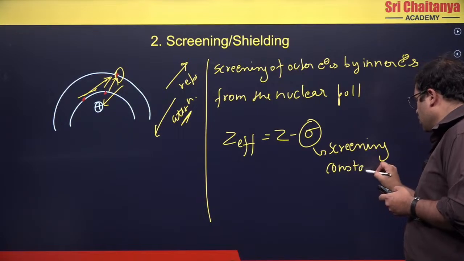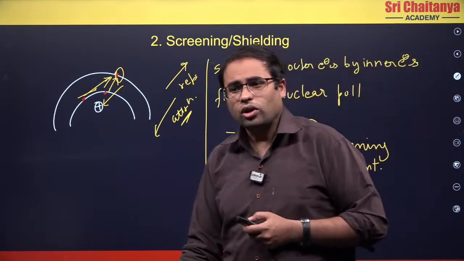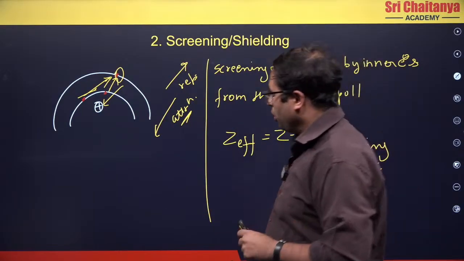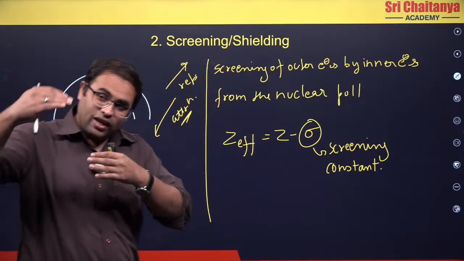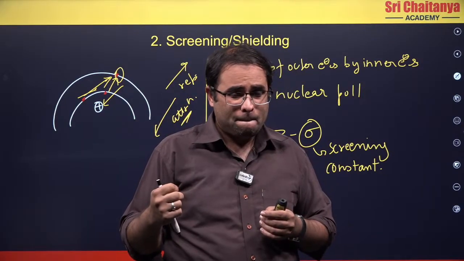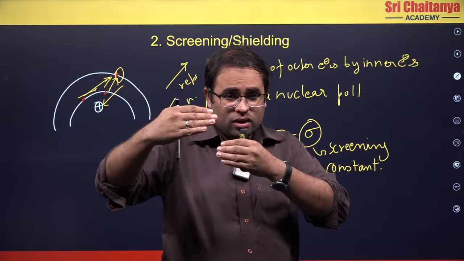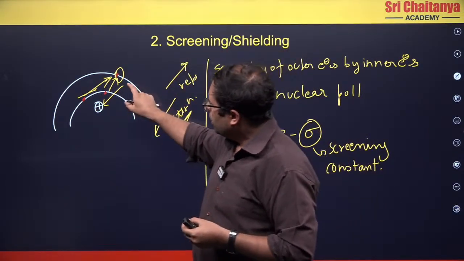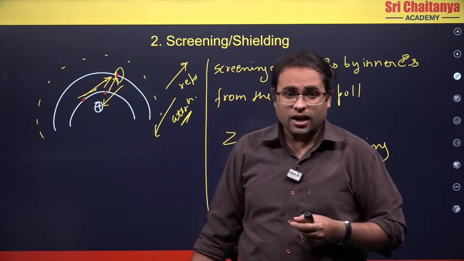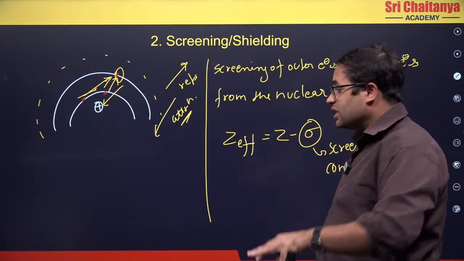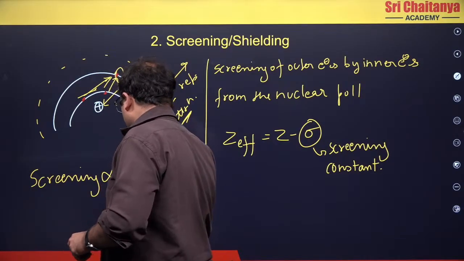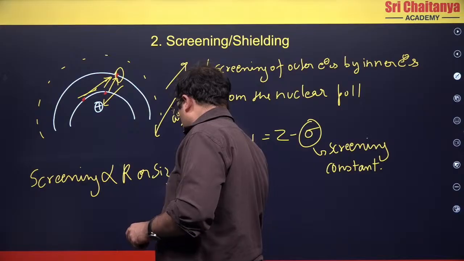Screening constant. Okay, this is called the screening constant. Now, screening does what? Understand that if the outer electron is feeling less pull of the nucleus, then the shell can expand. This repulsion increases the size, right? So screening is directly proportional to radius or size. Remember this.